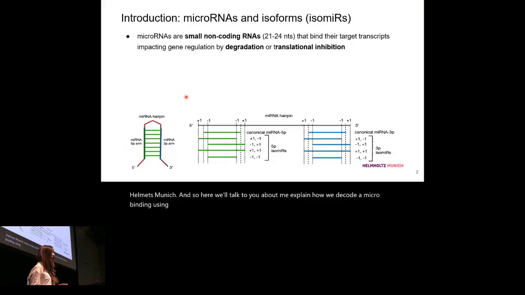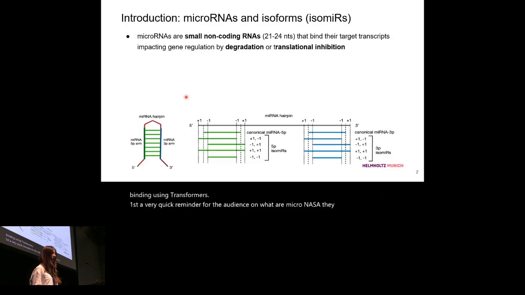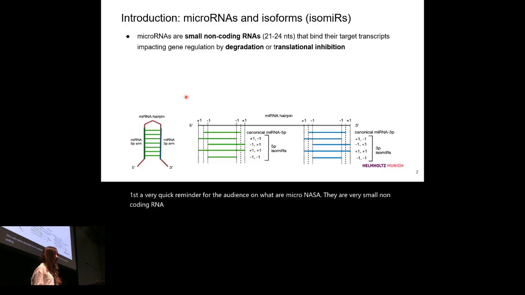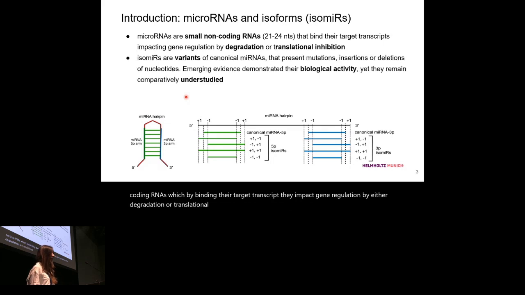First, a very quick reminder for the audience on what microRNAs are. They are very small non-coding RNAs, which by binding their target transcript impact gene regulation by either degradation or translational inhibition. They typically occur in nature in what is called the canonical form, but they can also occur as variants called isomiRs. And these variants present some mutations at the sequence level. They can be inside the sequence or at the ends as insertions or deletions.